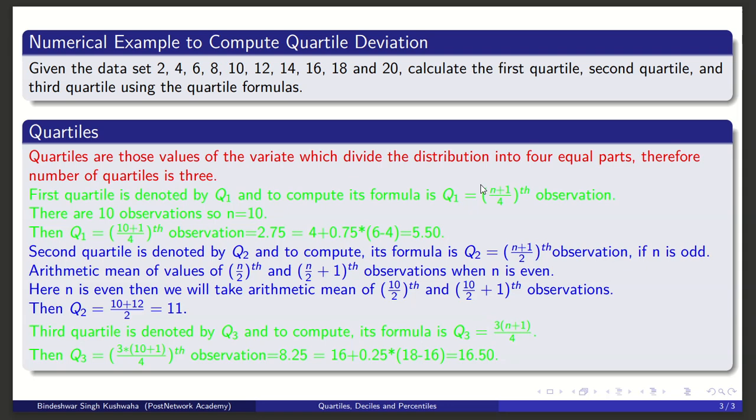So if you observe that, 75% of values are less than 16.50, and 25% of observations are greater than 16.50. And Q3 divides the dataset into two parts. 75% of data are less than Q3 and 25% of data is greater than Q3. So you have seen how we have calculated all three quartiles.